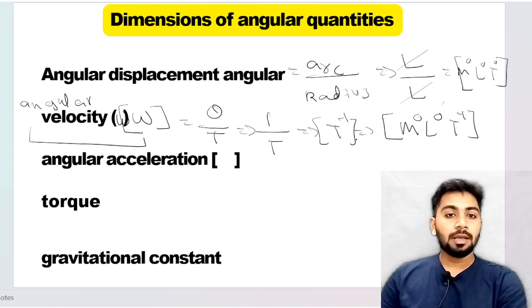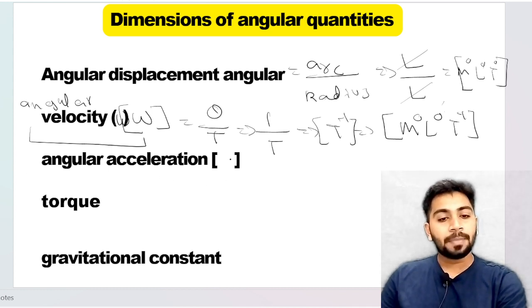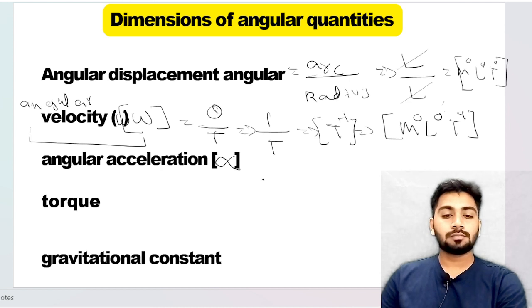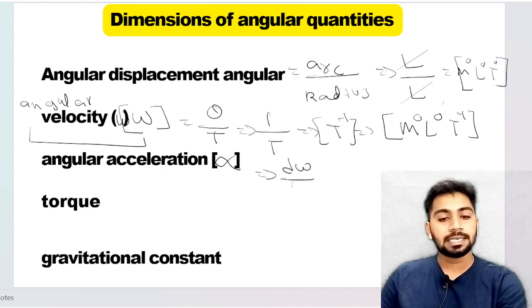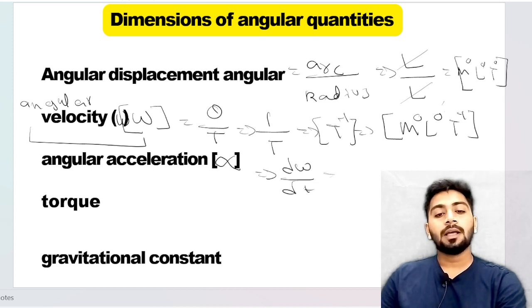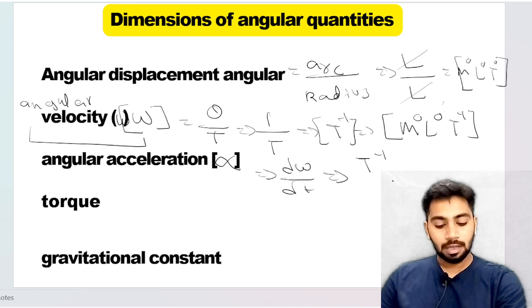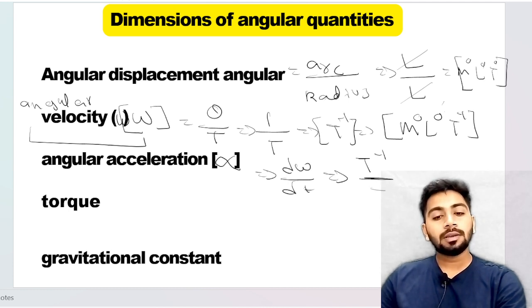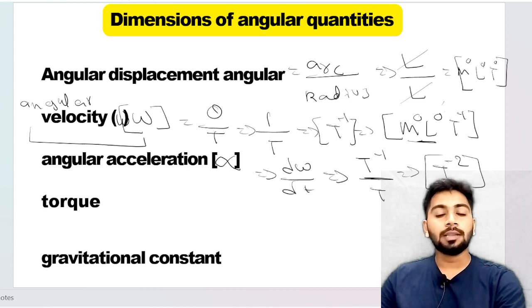Super. Now similarly, angular acceleration. Angular acceleration is represented by this symbol, and angular acceleration is the rate of change of angular velocity. Same. Now the dimension of angular velocity is this one. Here also one more time factor. Now what will be your final answer? T to the power of minus 2.